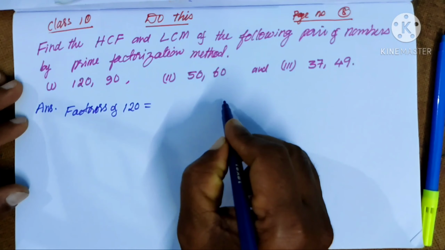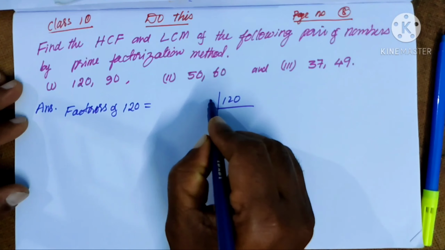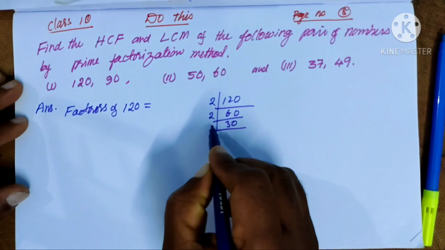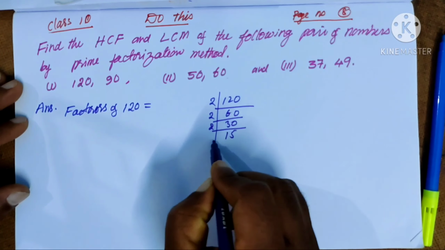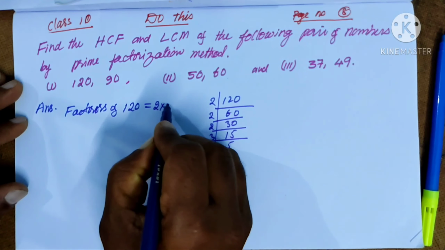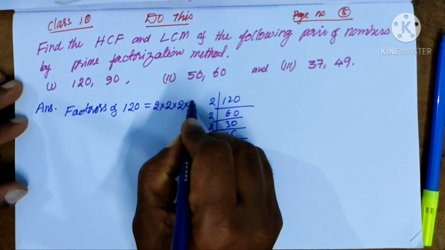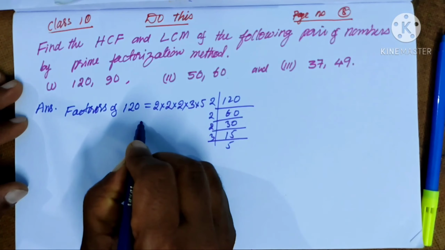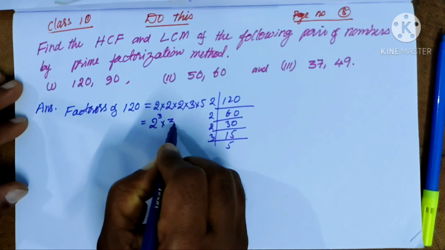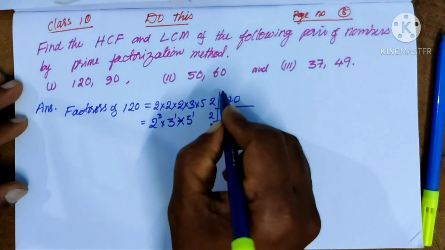Factors of 120. How can we factorize? 2 60s are 120, 2 30s are 60, 2 15s are 30, 3 5s are 15. So the factors are 2 into 2 into 2 into 3 into 5. Therefore 2 to the power of 3, since 2 is 3 times, then 3 to the power of 1 and 5 to the power of 1.